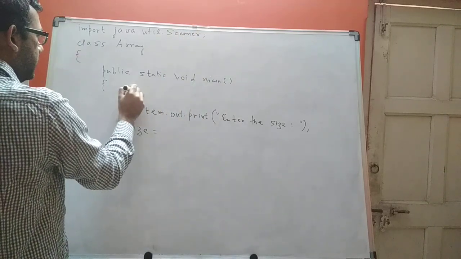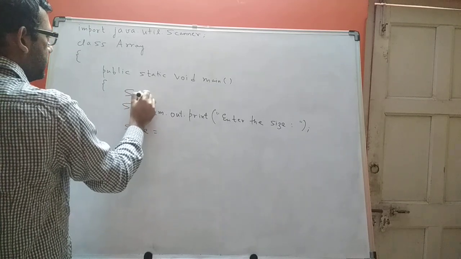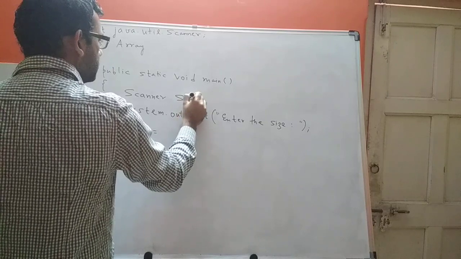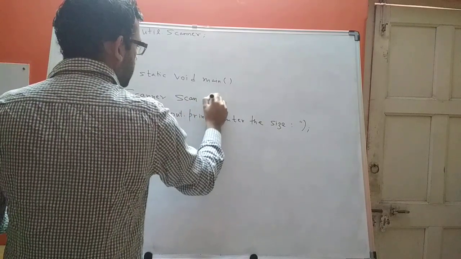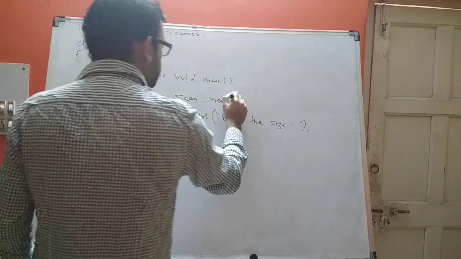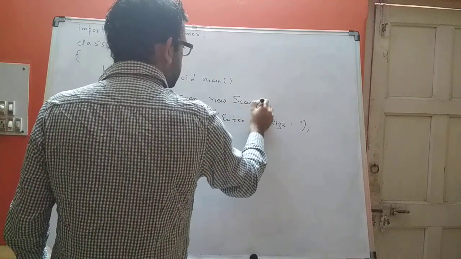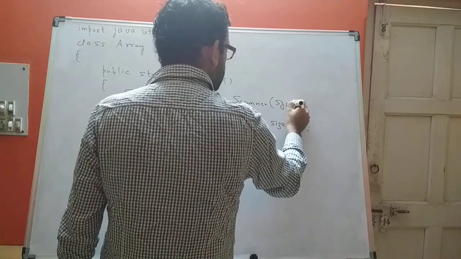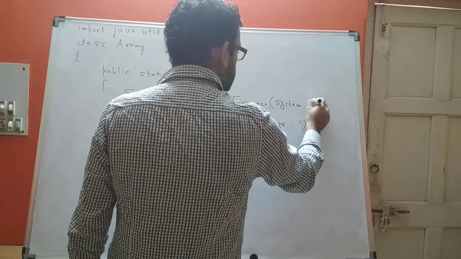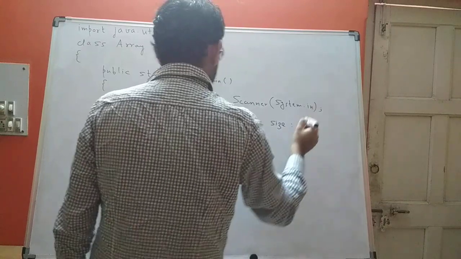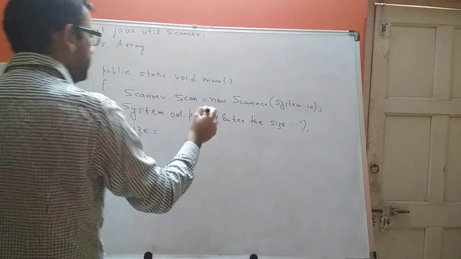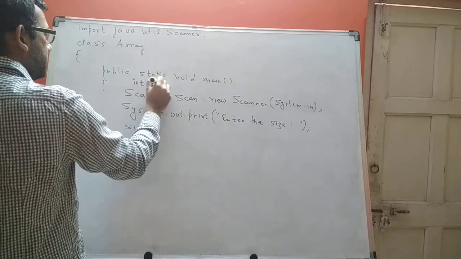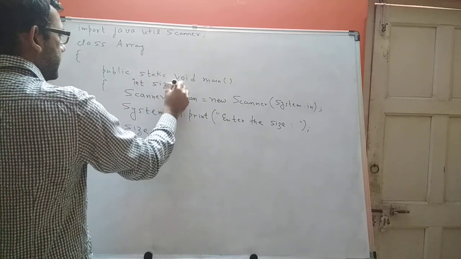Okay, now I need to define a scanner object. So I would say Scanner scan equal to new Scanner(System.in), right? So this will create a scanner object which will help me to accept user input. And I needed a variable called size, so that will be there as well. So I would say int size.